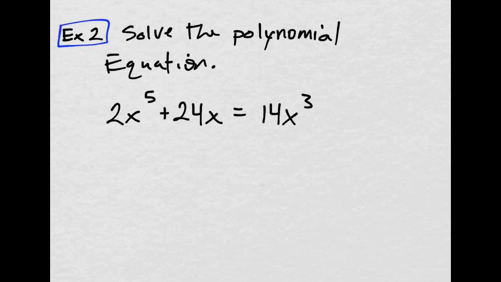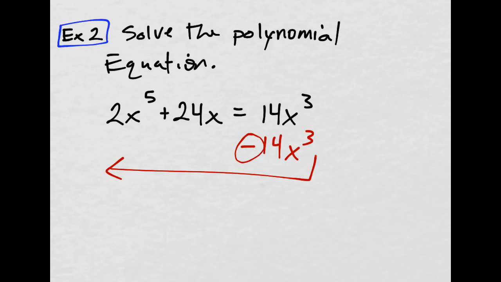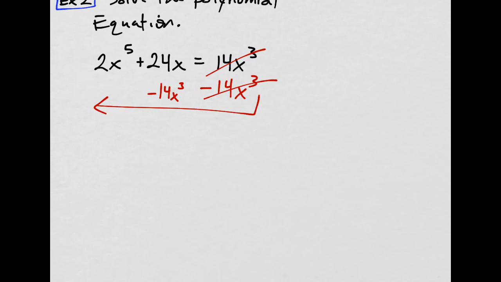Most things are already on the left, so I'm going to move it over to the left by doing the opposite. This is a positive 14x cubed, and now I do the opposite and subtract it. And that moves it over here. Right, what I do to one side, I have to do to the other. So that goes away to 0. It cancels out to 0. And then I just have 2x to the fifth.